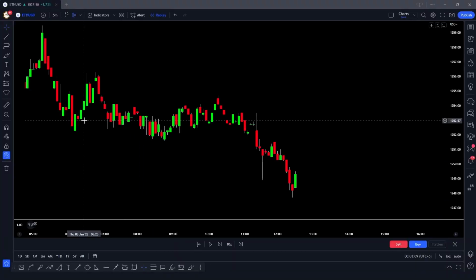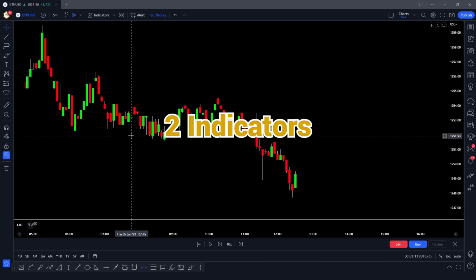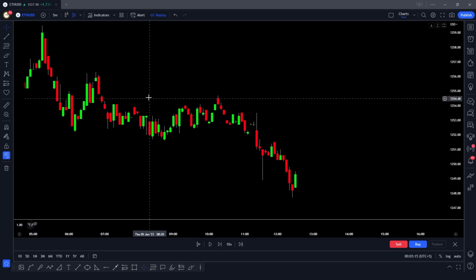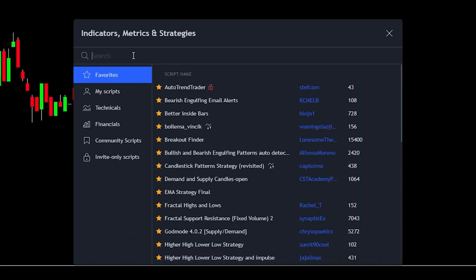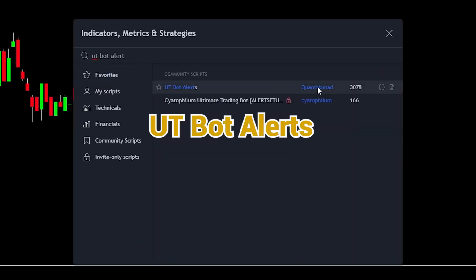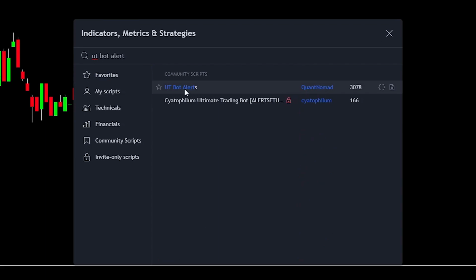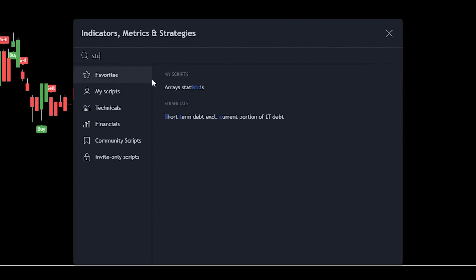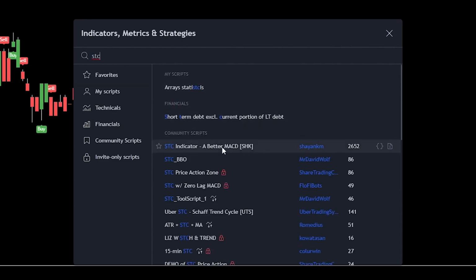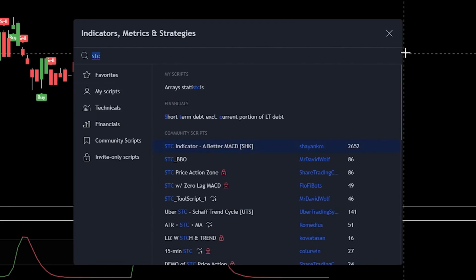To backtest our strategy, we're going to be using 5-minute time frame on Ethereum USD, and we're going to be using 2 indicators. So in order to add the indicators, let's go towards the indicator tab, and here we're going to search for the first indicator, that is UTBot alerts by Quant Nomad. We're going to add this to our chart, and then the second indicator that we're going to be using is STC indicator, a better MACD by Sean KM. So we're going to add this to a chart as well.